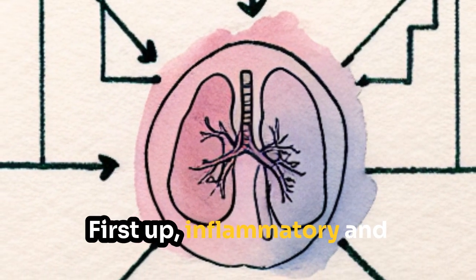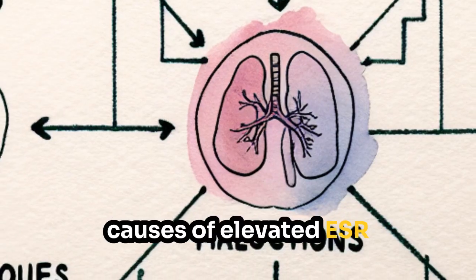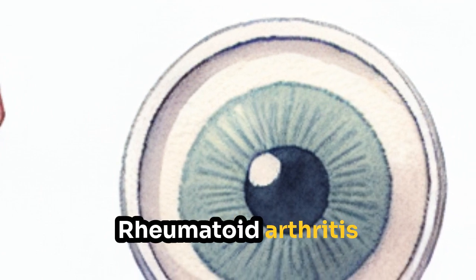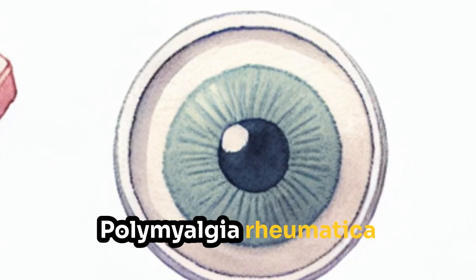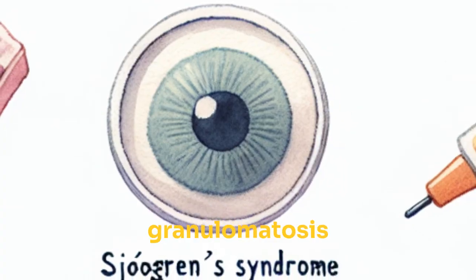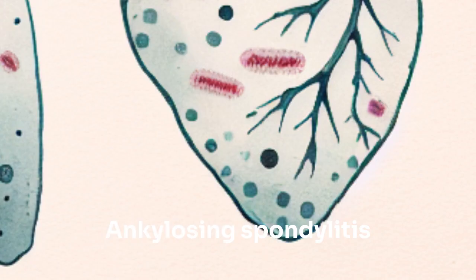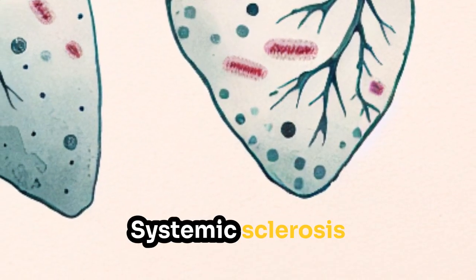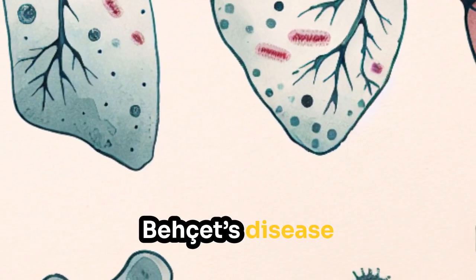First up, inflammatory and autoimmune diseases. These are some of the most common causes of elevated ESR in clinical practice. Rheumatoid arthritis, systemic lupus erythematosus, polymyalgia rheumatica, giant cell arteritis, vasculitis such as granulomatosis with polyangiitis, inflammatory bowel disease, ankylosing spondylitis, Sjogren's syndrome, systemic sclerosis, sarcoidosis, Still's disease, Behçet's disease.